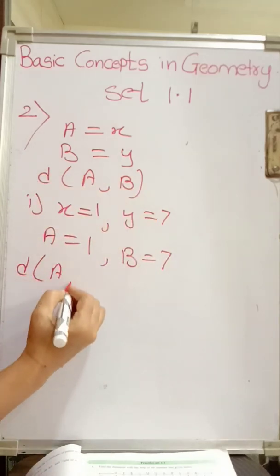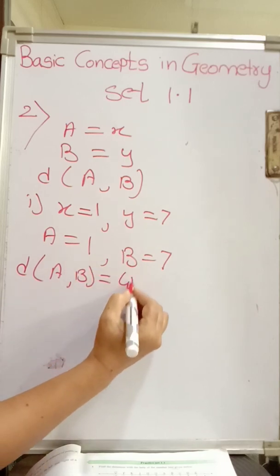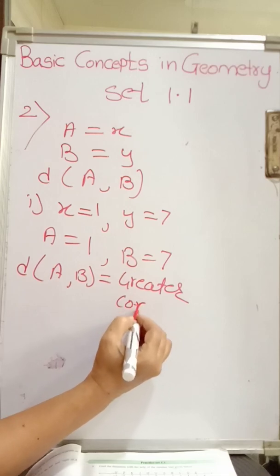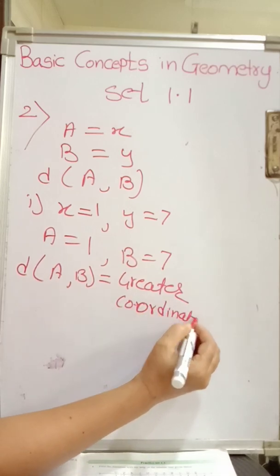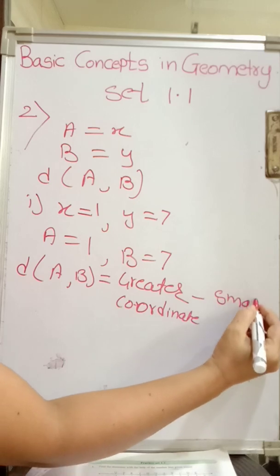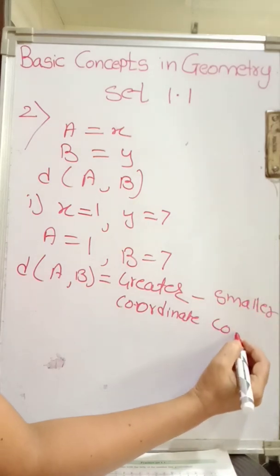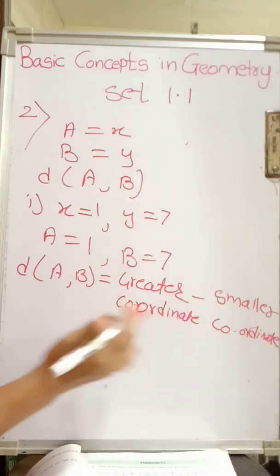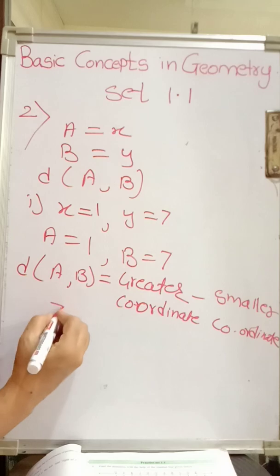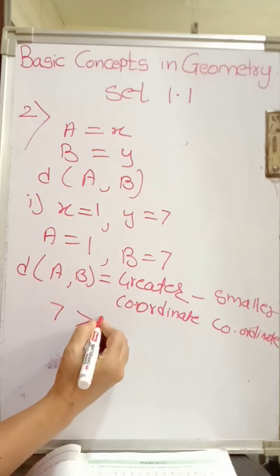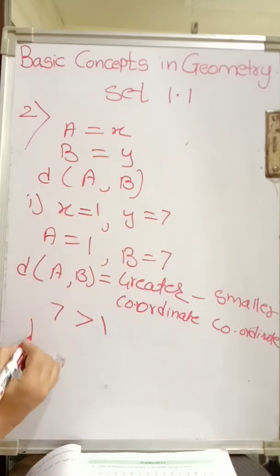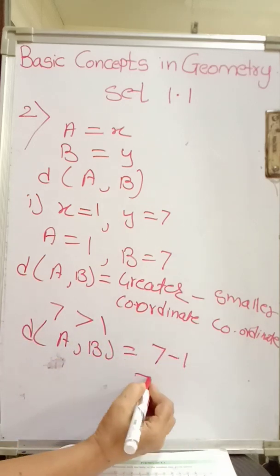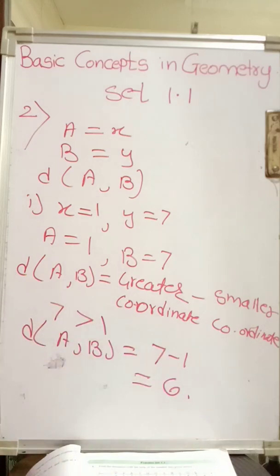Again, distance A comma B is greater coordinate minus smaller coordinate. This is the proper way. You always write this. Now decide which is the greater coordinate. 7 is greater than 1. So what will be distance AB? Distance AB will be equal to 7 minus 1, which is equal to 6. Got it, everybody?